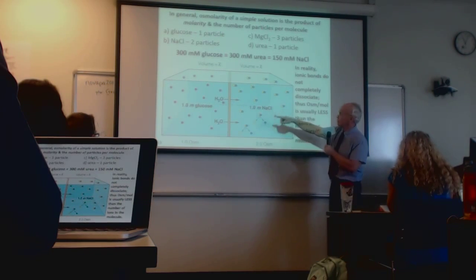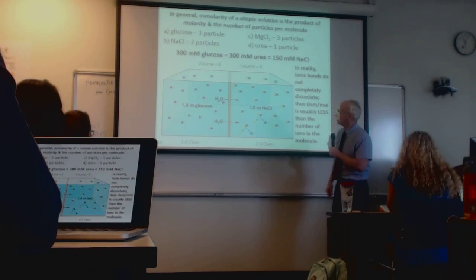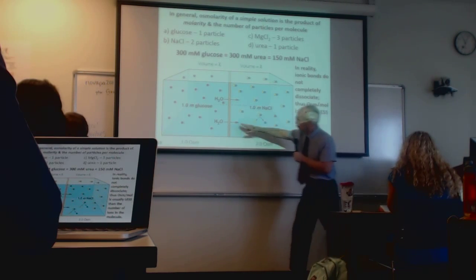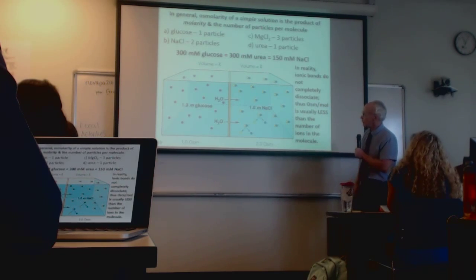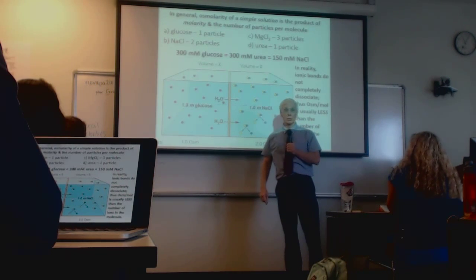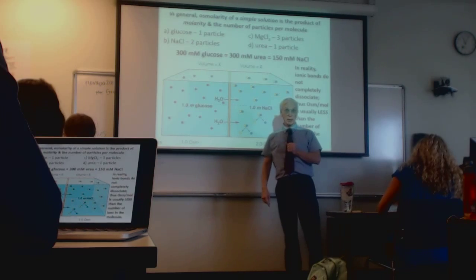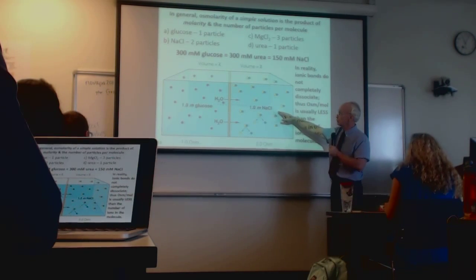You can see here we have again a rectangle, an aquarium or whatever, filled with water. Here's our differentially permeable membrane. It's permeable only to the water in this case. And we have a 1 mole glucose solution. Glucose is not polar. Glucose is not going to break down in the water. On the other side, we introduce a 1 mole solution of sodium chloride.